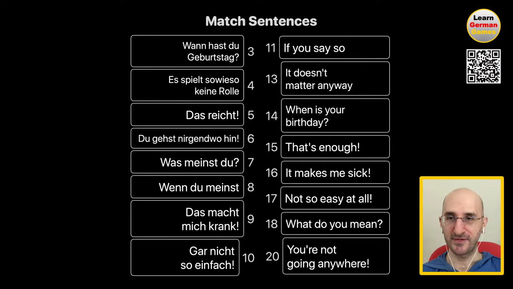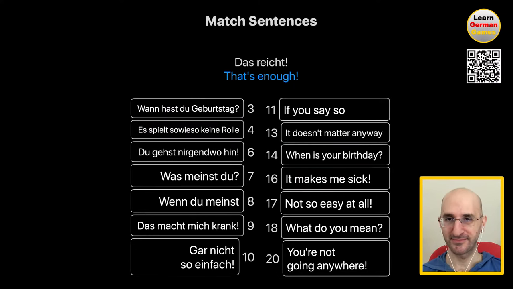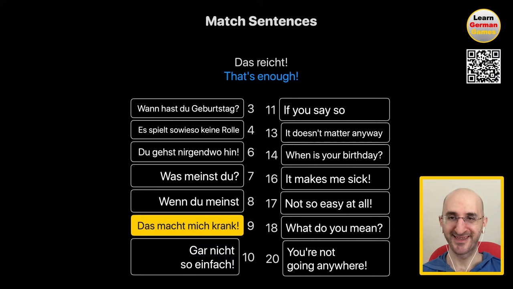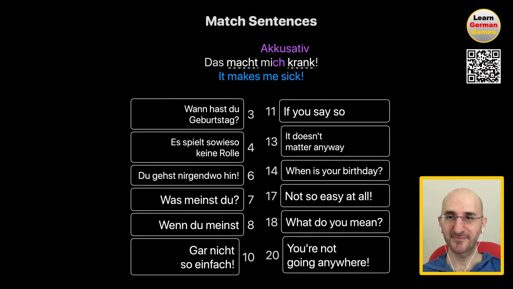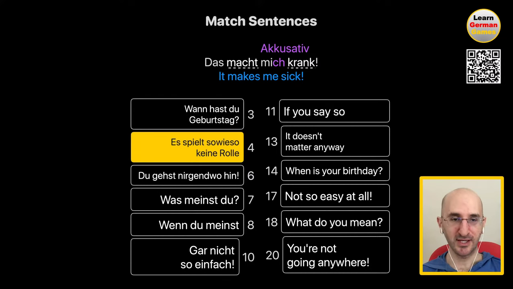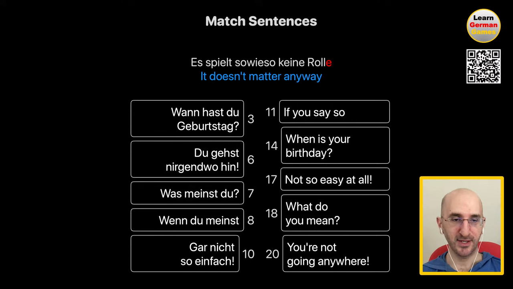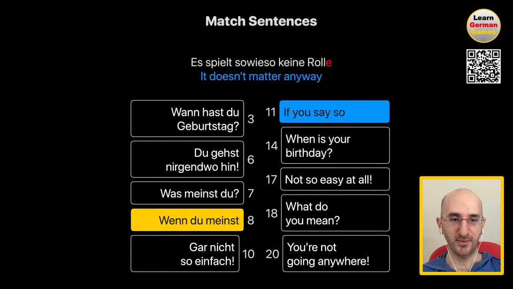David in chat says 5 und 15. Das reicht. That's enough. Das macht mich krank. It makes me sick. 16, danke schön. Es spielt sowieso keine Rolle. It doesn't matter anyway. Wenn du meinst, if you say so.